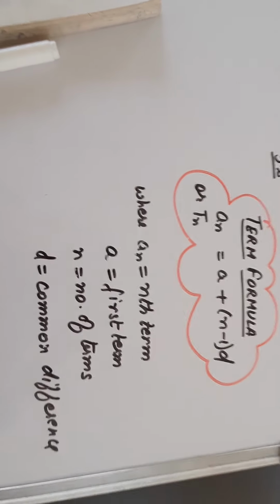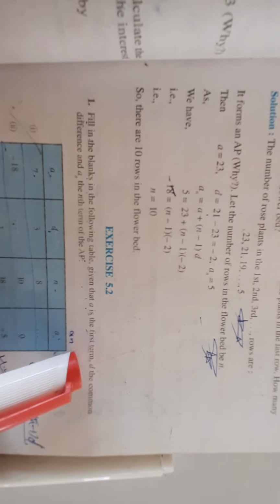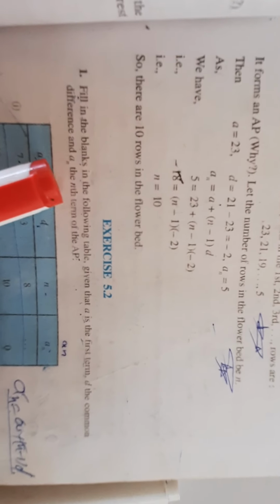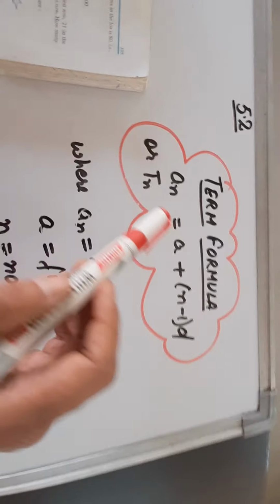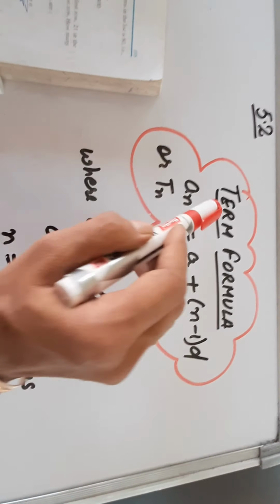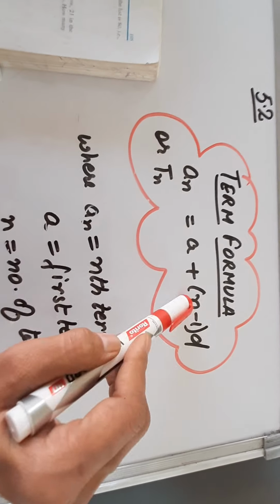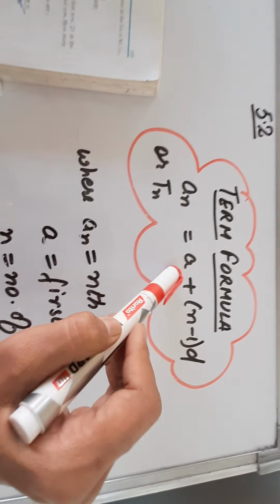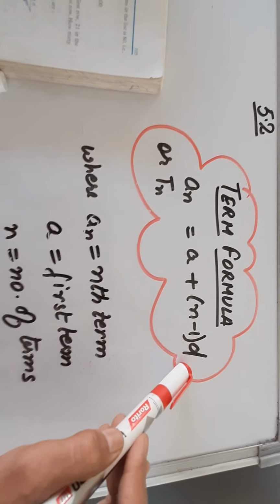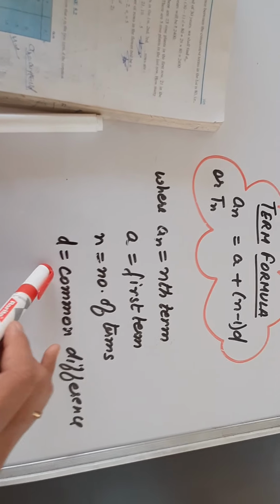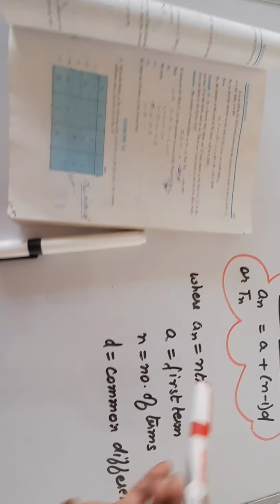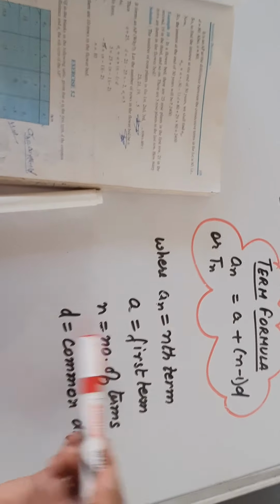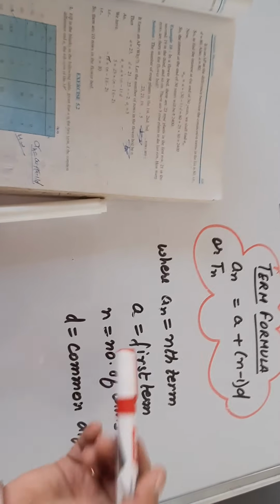So let's read the first question now. What is our first question? Fill in the blanks in the following table, given that A is the first term and D is the common difference and An is the nth term of the AP. Now a table is given to us, and as you can see in the formula, there are 4 things required. Number 1 An, number 2 A, number 3 N, number 4 D. Out of these 4 terms in this table, any 3 values are given to you and you have to find out the 4th value.